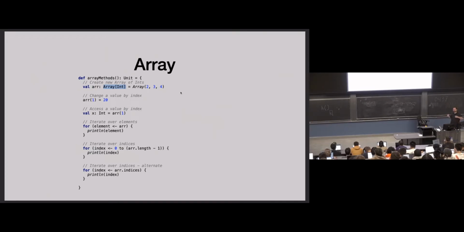So if you have a task on the homework that says, write a method that takes an array of ints, this is what I mean. And we call this a type parameter. This array takes a type parameter, and in this case, the type parameter is going to be the type Int.